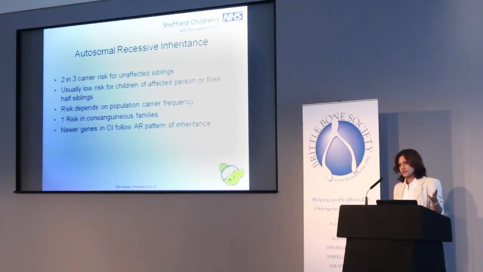For example, you've probably heard of cystic fibrosis, which is a respiratory condition. And we know that it occurs more commonly in our population because the carrier frequency is that bit higher. We also know that the risk of autosomal recessive conditions is higher in consanguineous families, where they come from the same ancestry, so the same gene pools are passed down. Some of the newer genes in OI seem to follow the autosomal recessive pattern of inheritance. This is mainly for the rarer and more severe forms of OI. But autosomal dominant inheritance, the 50% one that I talked about, is still the commonest form in OI.